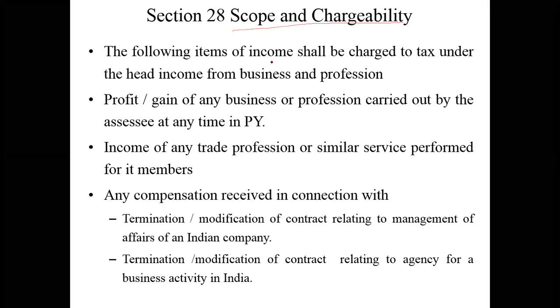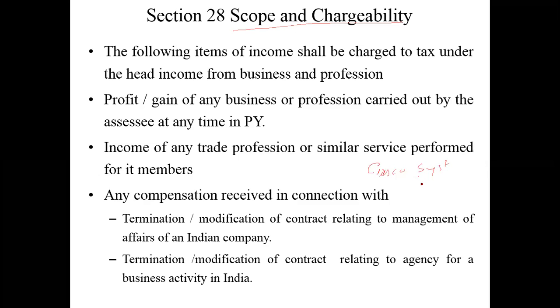So fourth point. What does the fourth point say? Any compensation received in connection with termination or modification of the contract relating to management of affairs of an Indian company. Now, what does it say? Let me give a practical example. Okay, Rohit, suppose you are Cisco Systems.